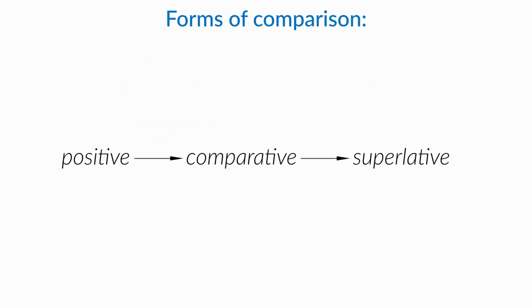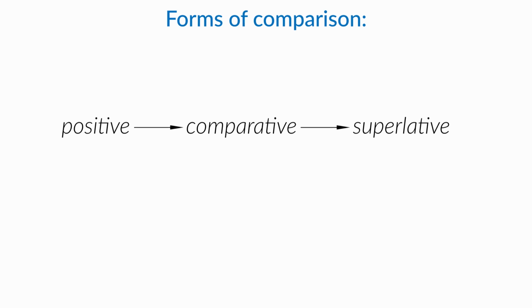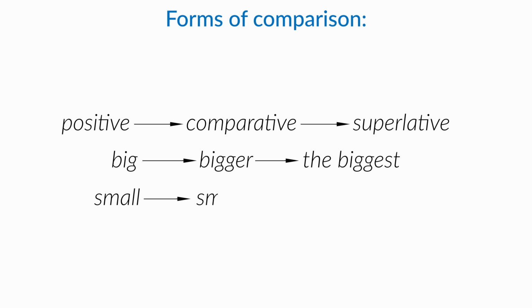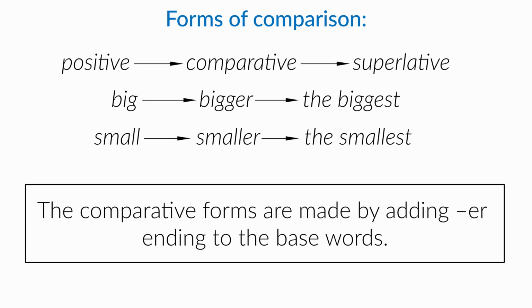The adjectives have three forms of comparison: positive, comparative, superlative. In the case of our examples, big, bigger, the biggest; small, smaller, the smallest. As is seen from the examples above, the comparative forms are made by adding the -er ending to the base words. Of course, there are some exceptions. Have a look at the table.